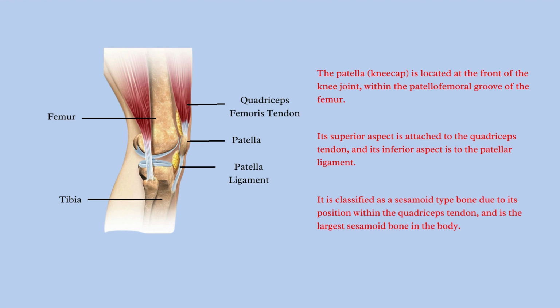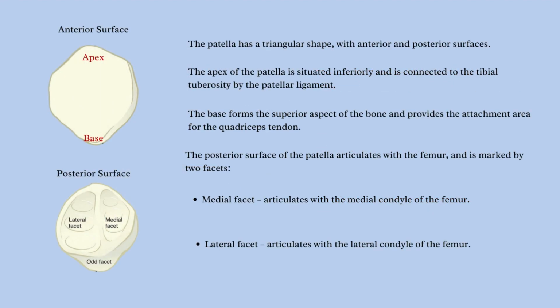Its superior aspect is attached to the quadriceps tendon and its inferior aspect is attached to the patellar ligament. It is classified as a sesamoid type bone due to its position within the quadriceps tendon and is the largest sesamoid bone in the body. The patella has a triangular shape with anterior and posterior surfaces. The apex of the patella is situated inferiorly and is connected to the tibial tuberosity by the patellar ligament. The base forms the superior aspect of the bone and provides the attachment area for the quadriceps tendon.